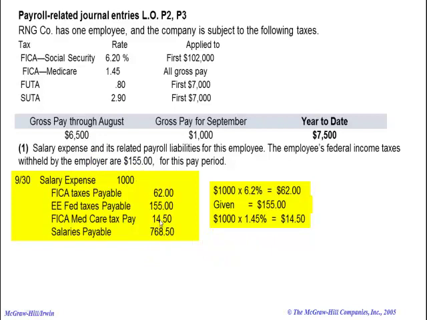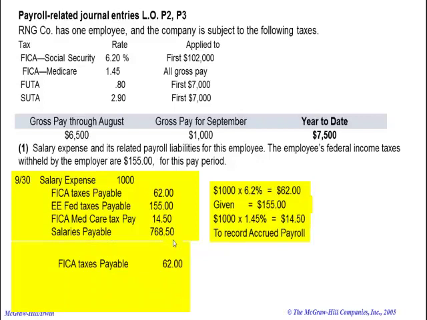Now, sometimes you see payroll entries where you have a debit to salary expense and a credit to all these type taxes payable for payroll, and a credit to cash. But in this case, we're going to credit salaries payable for $768.50, and that's our entry to record the employee portion of this.